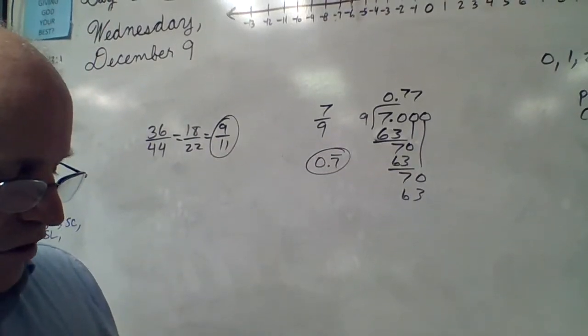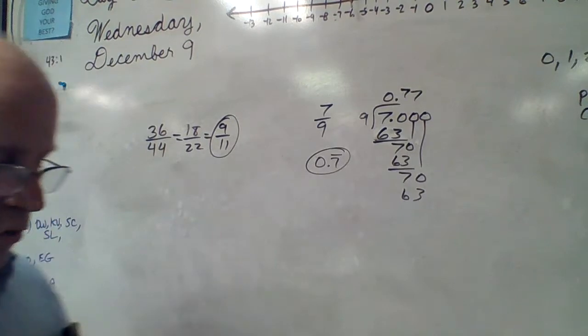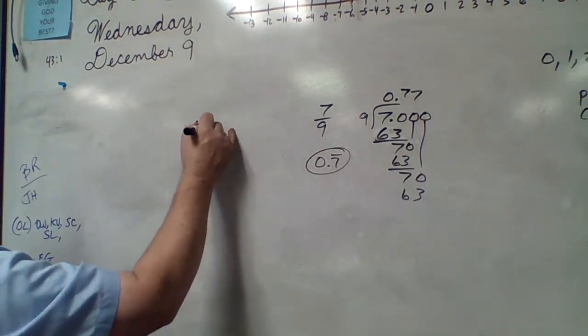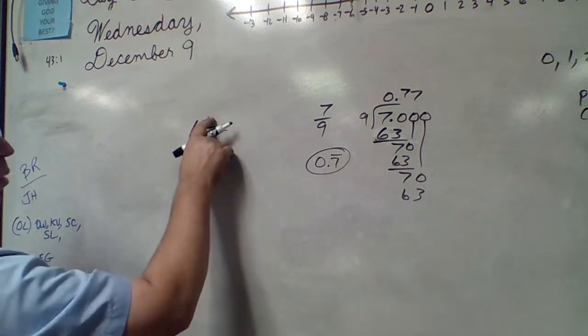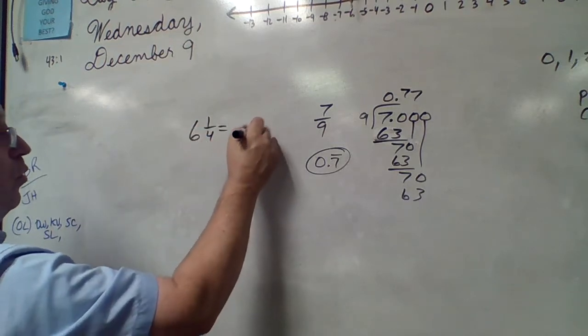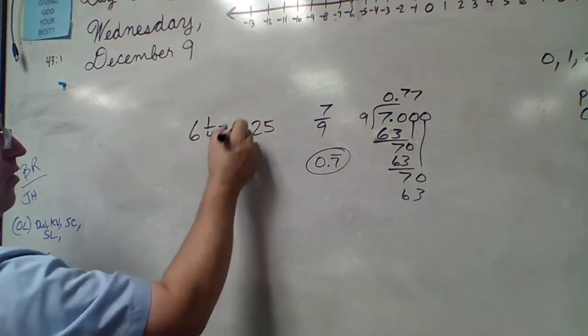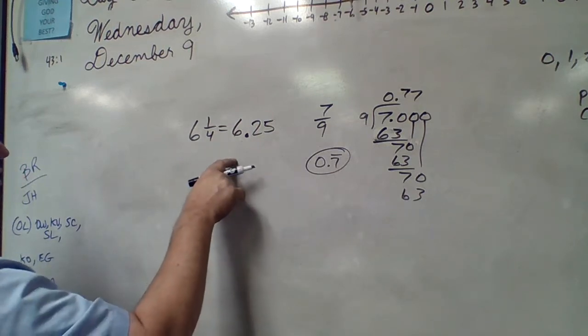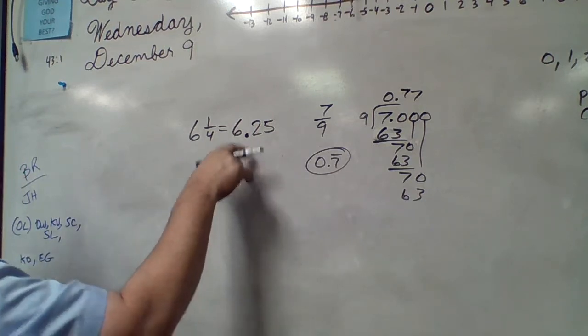How about something like 6 3/4? I'm not going to do 6 3/4, but I will do 6 1/4. I happen to know that 1 divided by 4 is 0.25. So therefore, this is 6.25. If I did long division, 1 divided by 4, I'd get that.